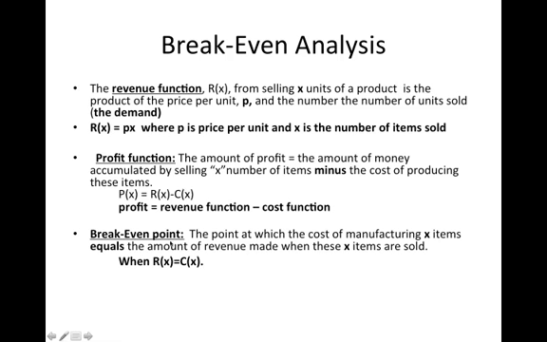Now, the break-even point is the point at which the cost of manufacturing x items equals the amount of revenue made when these x items are sold. It's where your profit is exactly zero. You've made up your investment. After that, you start accumulating a profit, and that's when things get really good if you're in business. So your break-even point is when R of x equals C of x, and the value x is the quantity that you need to sell to have reached your break-even point.